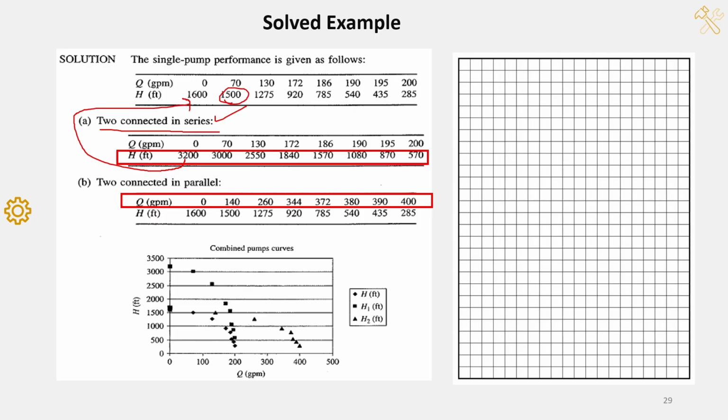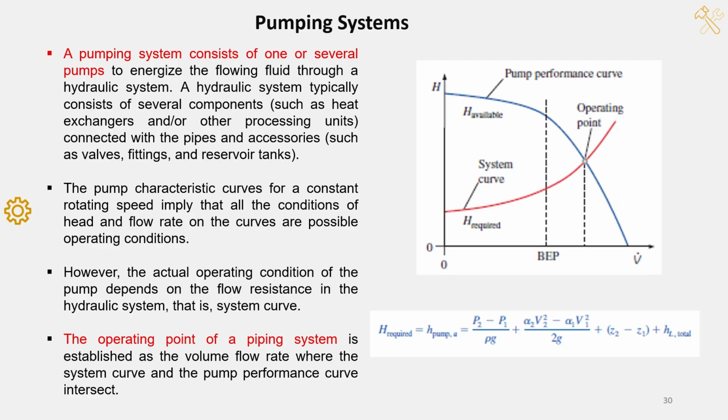Similarly, the 3000 is double the 1500, so on and so forth. But if you put the two pumps in parallel, then the flow rate will be doubled, but the head will remain the same. Okay. There is an important thing here to mention about pumping systems.